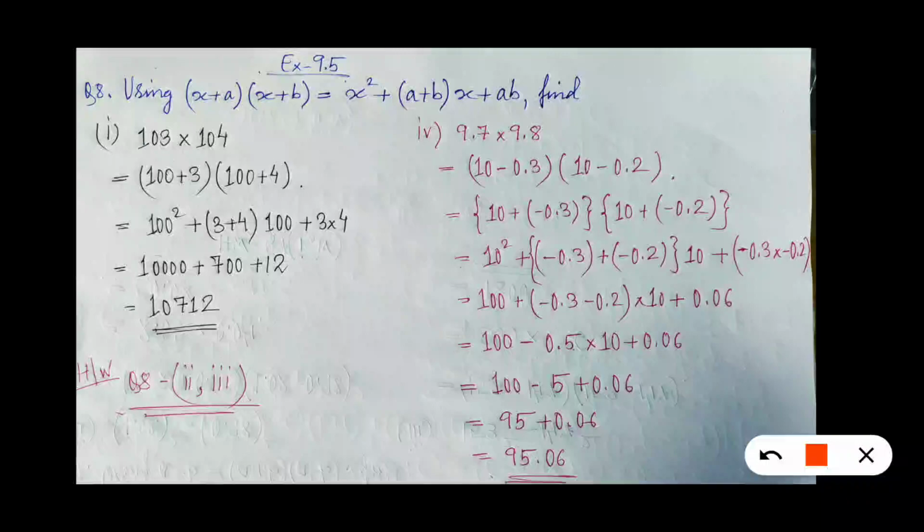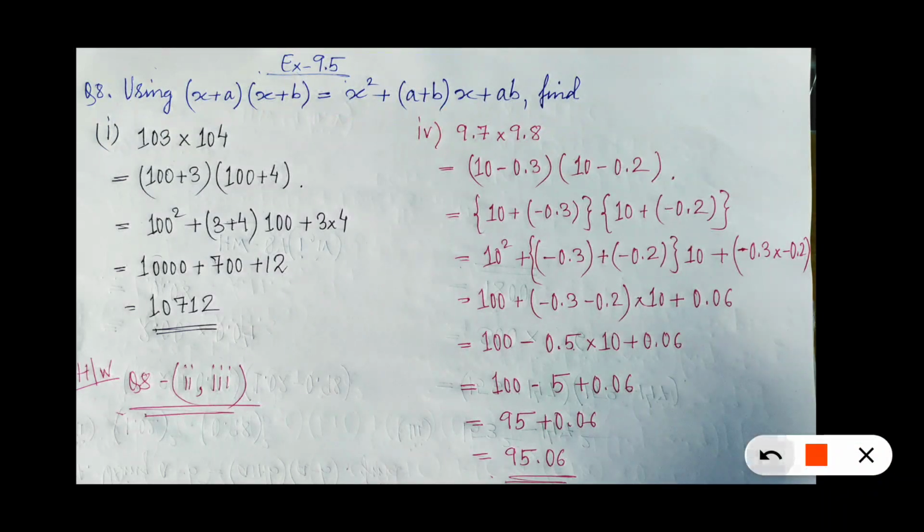Okay, my dears, this is question number 8 of exercise 9.5. This is the last question of this exercise as well as this chapter. Let's start. Using the fourth identity, find this.